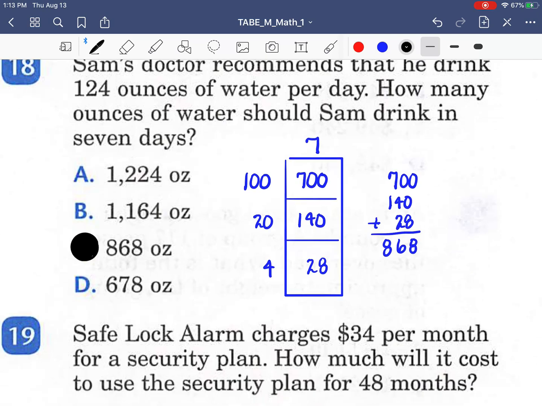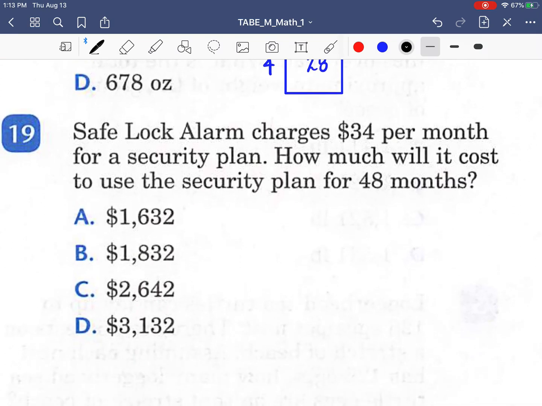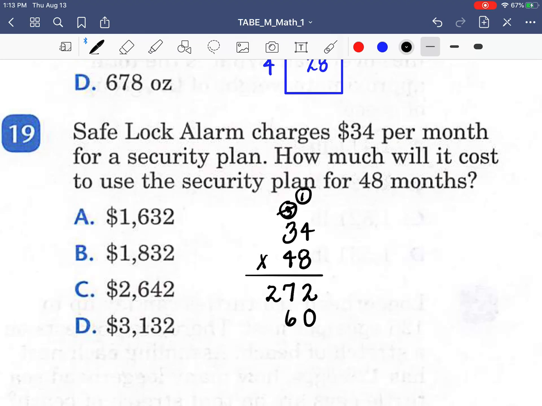And finally, number 19. SafeLock Alarm charges $34 per month for a security plan. How much will it cost to use the security plan for 48 months? So 34 times 48 is going to be 32, 24 plus 3. Put a 0 down, and then 4 4s are 16. 4 3s are 12, plus 1 is 13. And I believe that number 19 should be A.